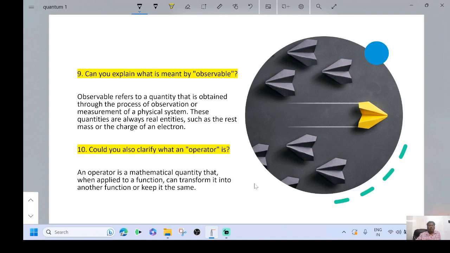What is meant by observable? Observable refers to a quantity that is obtained through the process of observation or measurement of a physical system. These quantities are always real entities, such as rest mass or the charge of an electron.